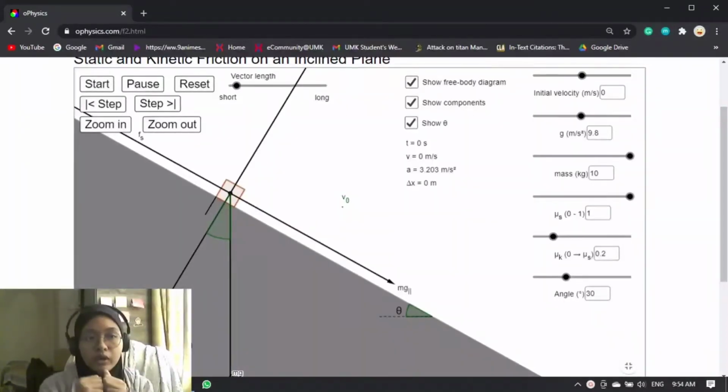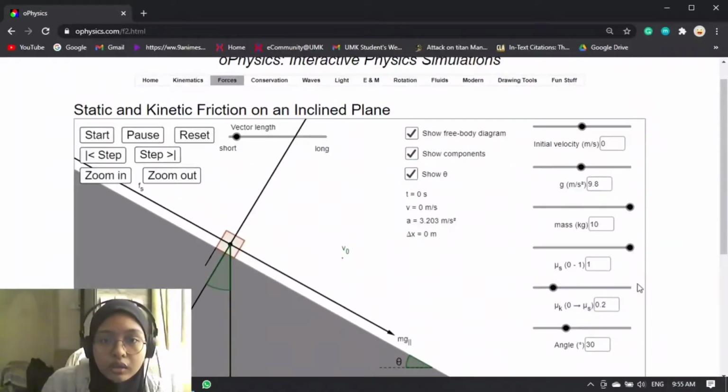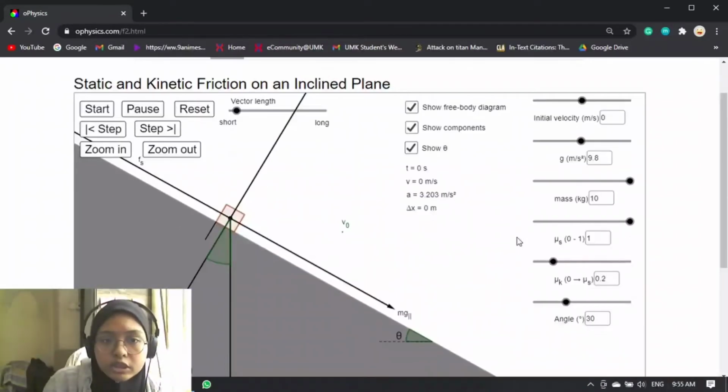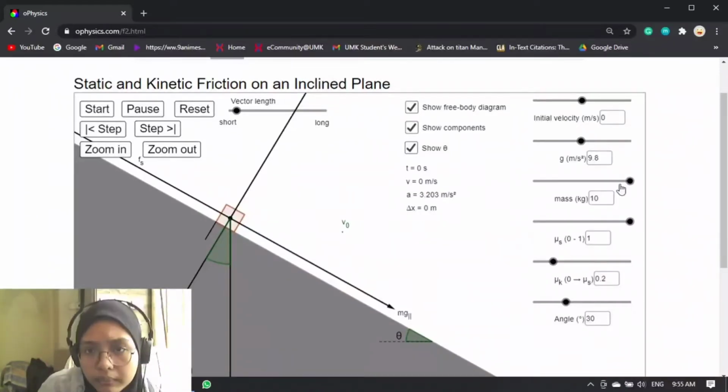When the applied force is greater than the maximum static frictional force, the object moves but still experiences friction. This is what we call kinetic force. So as you can see here, we have the simulation of kinetic friction on an inclined plane.